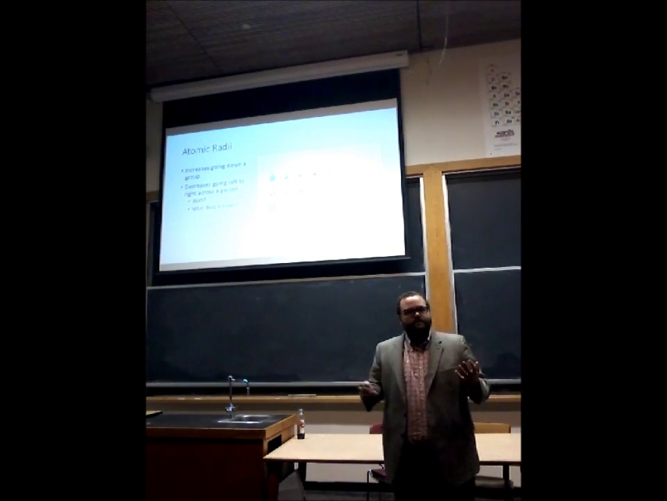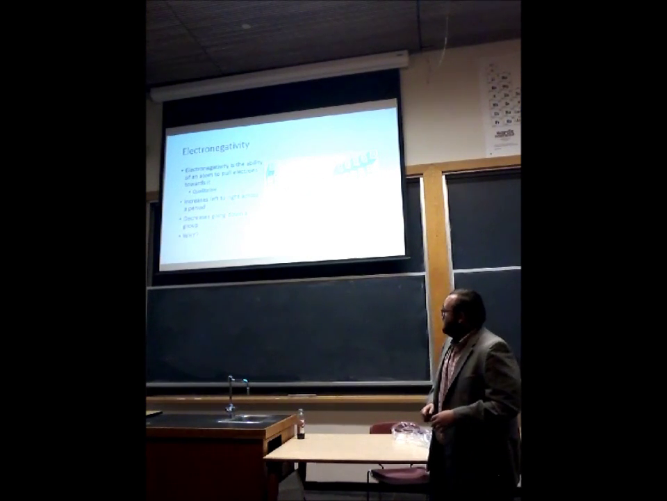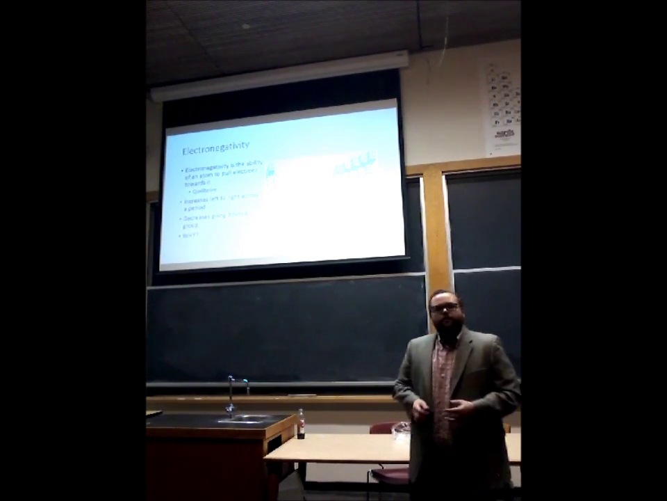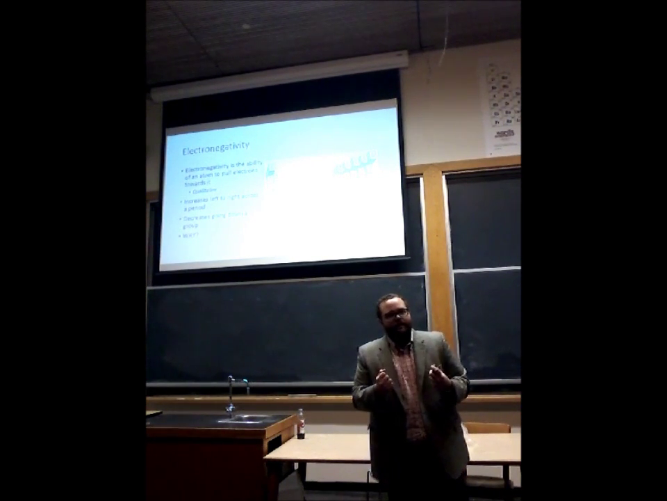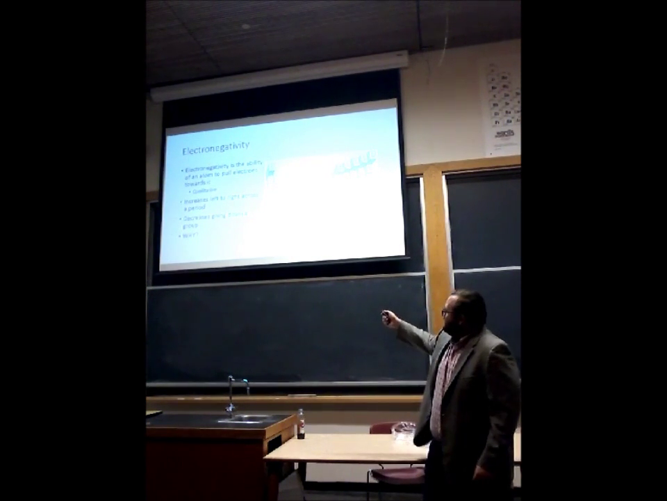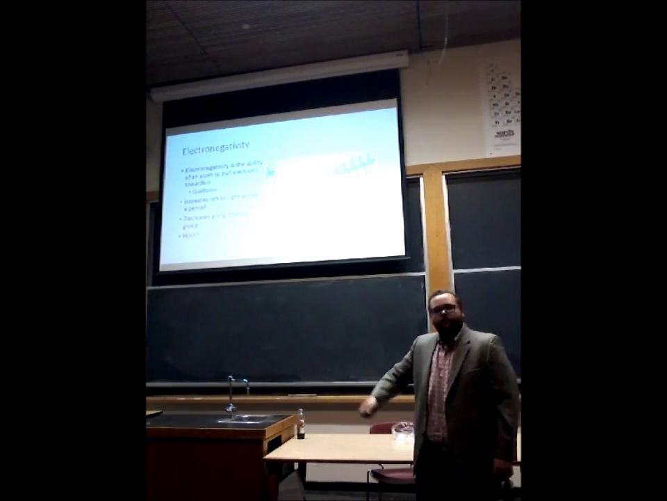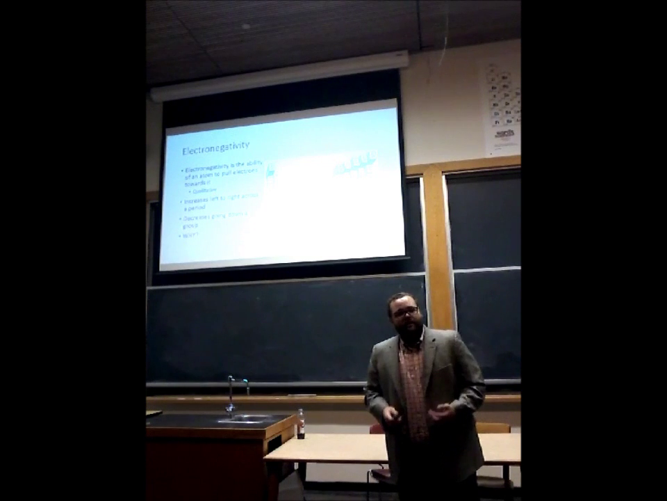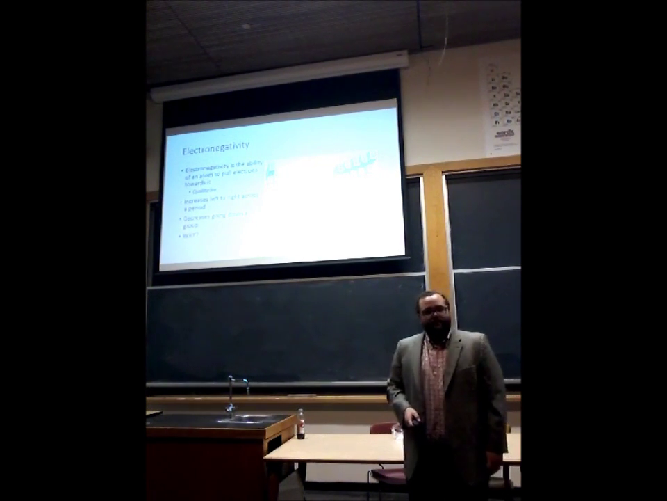Now, based on this knowledge of atomic radii, we can look at something called electronegativity. So electronegativity is the ability of an atom to pull electrons towards it. And we see from this table, going left to right across a period, electronegativity increases. And going down a group, electronegativity decreases.